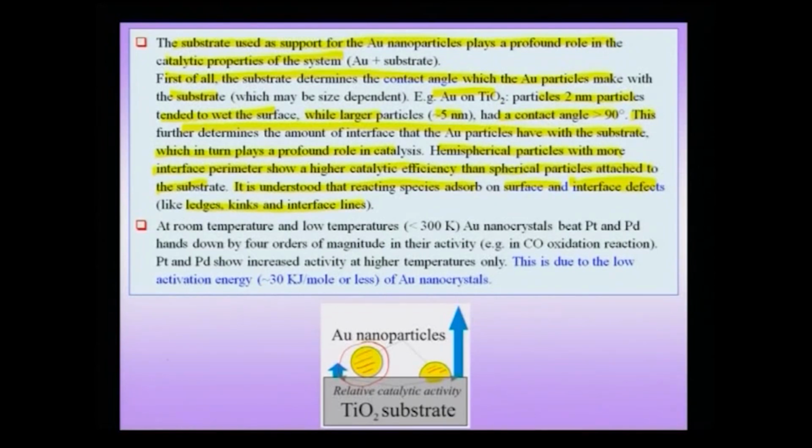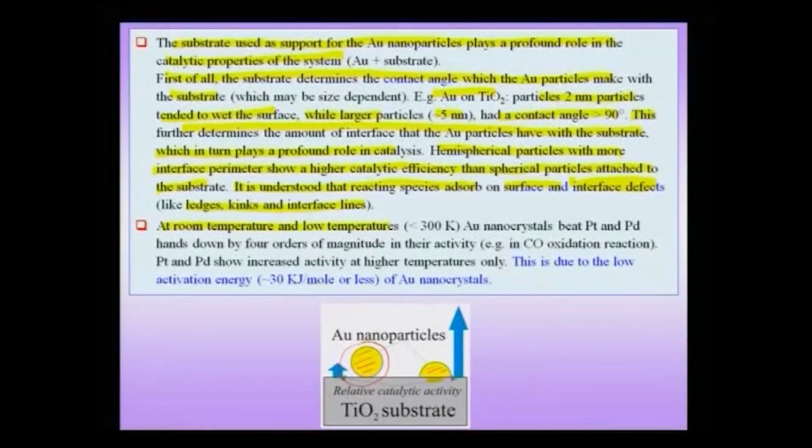So, interface lines play an important role, apart from ledges and kinks which anyhow exist on the gold surface, in determining the catalytic activity. At room temperature and low temperatures, less than about 300 Kelvin, gold nanoparticles beat platinum and palladium hands down by 4 orders of magnitude in their catalytic activity. If you go back and look at this slide where we have talked about catalysts, we have noted that platinum and gold are well known catalysts.